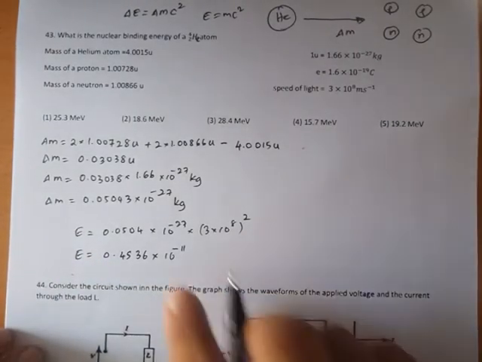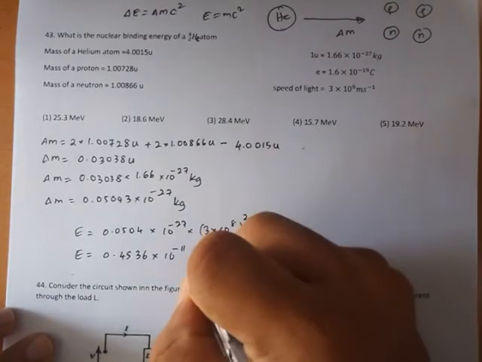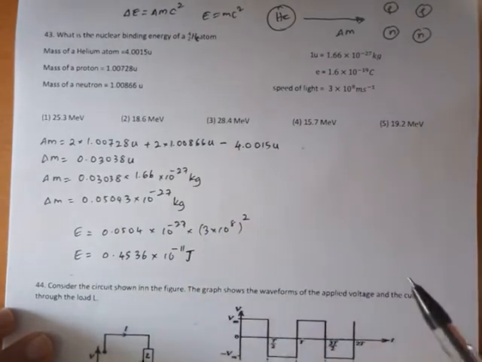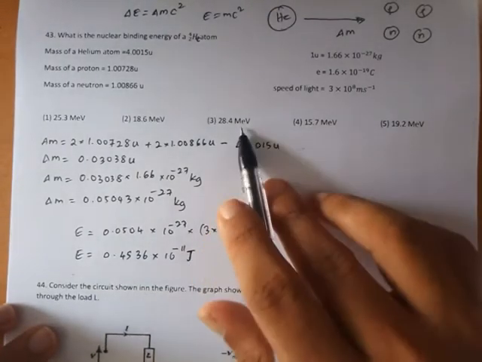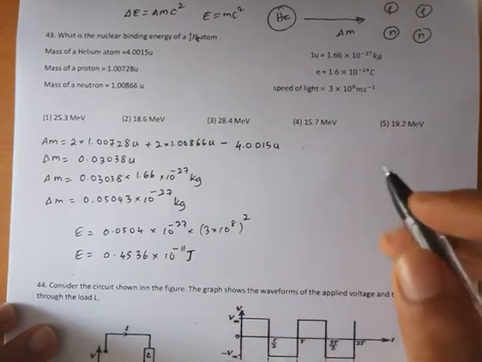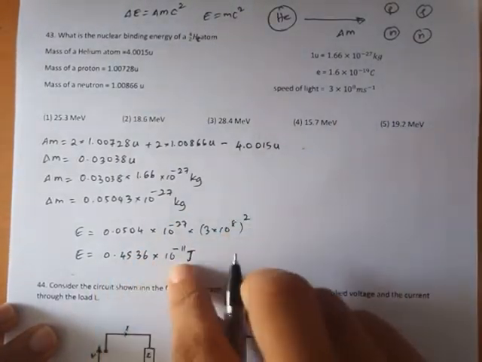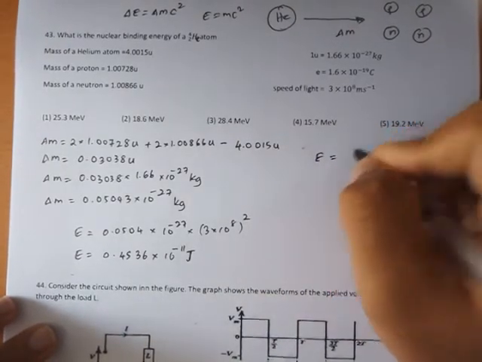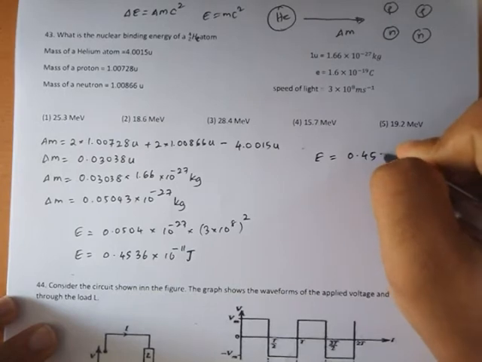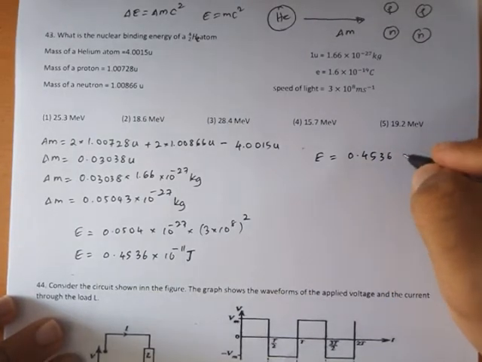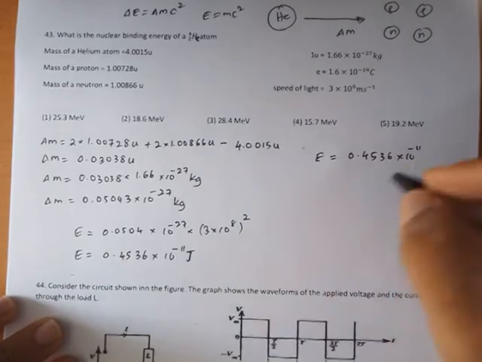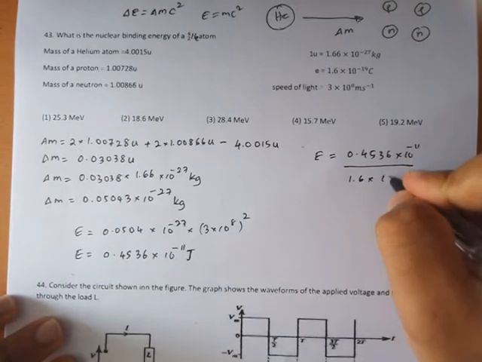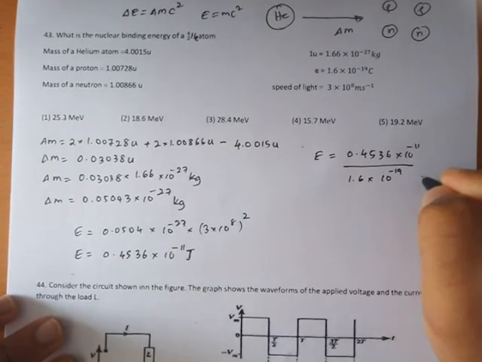And now we have this energy in joule. Okay, we get this energy in joule, and then we want to convert into electron volt. So what we have to do is we can divide this by this value. Okay, so I get E is 0.4536 times 10 to power minus 11 divided by 1.6 into 10 to power minus 19.